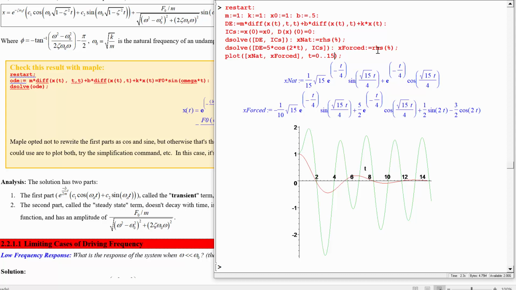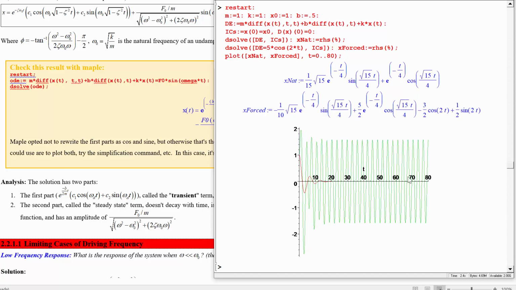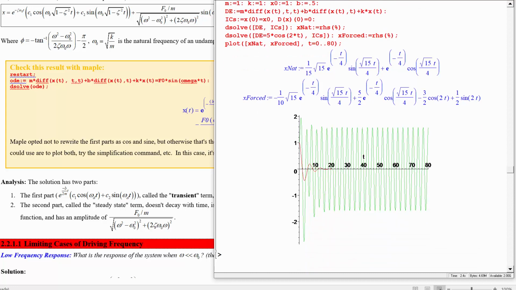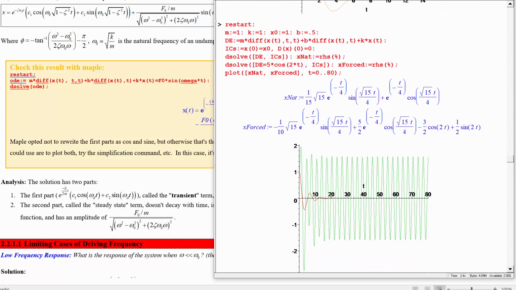So let's imagine t equals 0 to, how about 80? So after a long enough time, the response forgets about this initial noisiness and ends up being just this steady state term. The transient, you can see, has gone away. The effect of the initial conditions is just gone. And we've got just this thing that's left over there. Okay, so here is an effect of this system. This is the solution to a driven mass spring damper system.